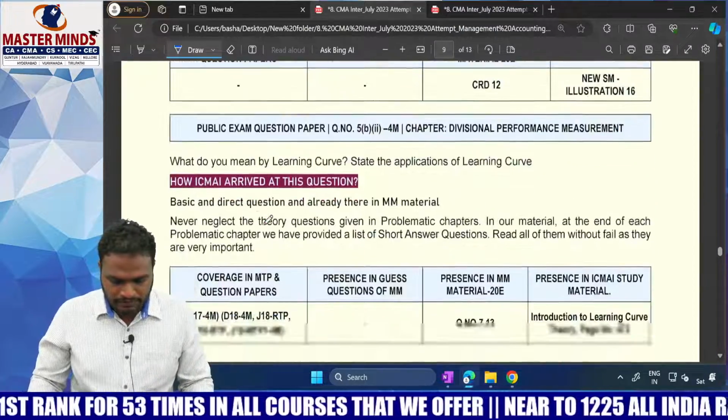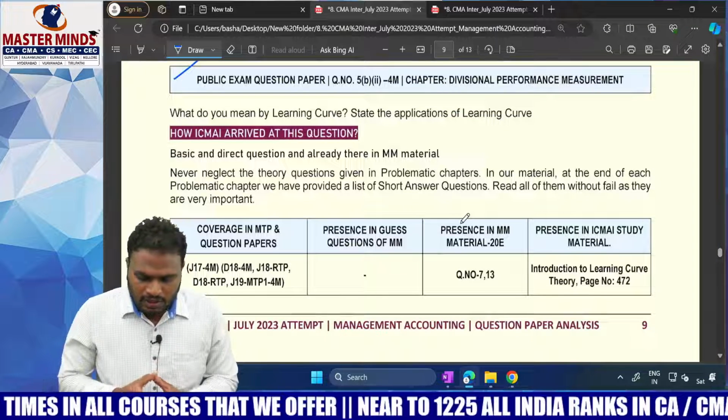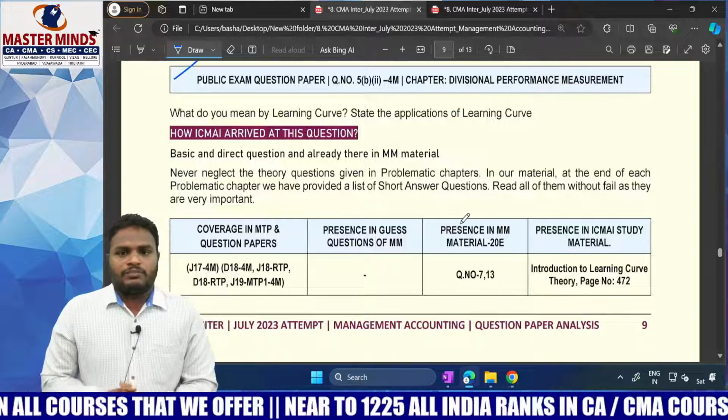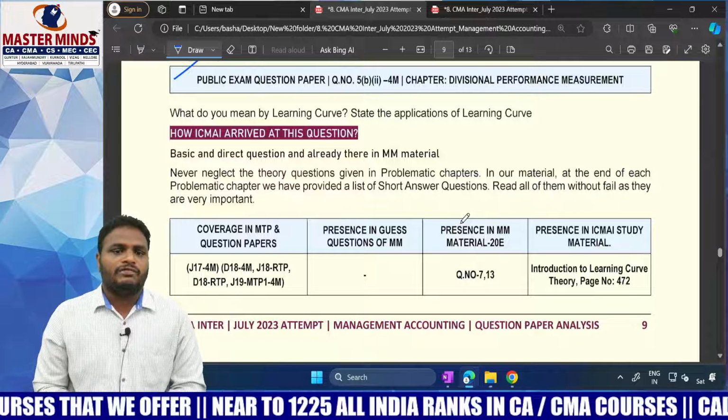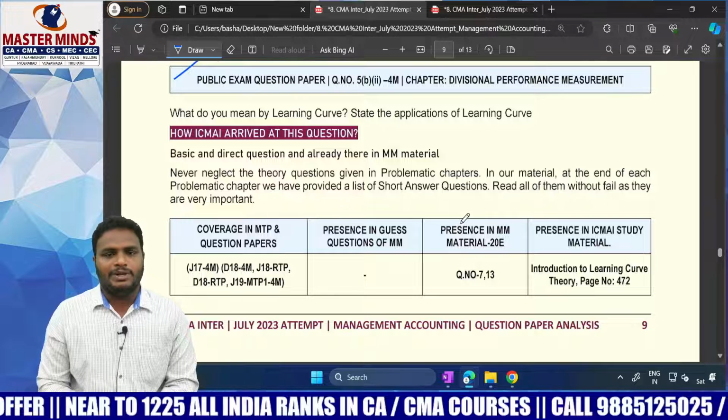Now come to here. 5B is also from 4 marks. This question is also from divisional performance measurement only, which is from learning curve. State the applications of learning curve.